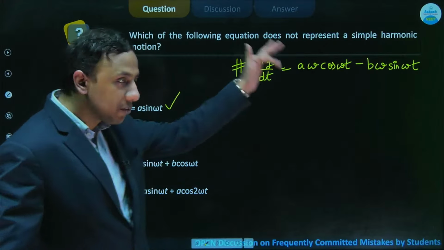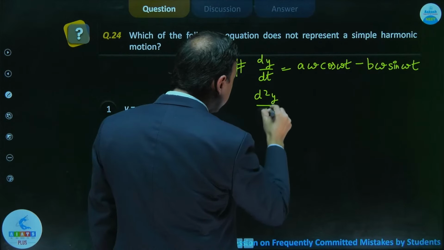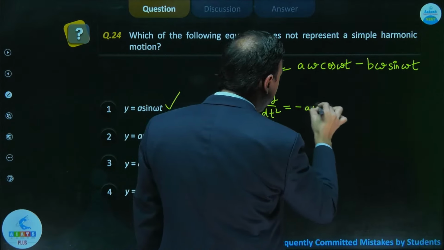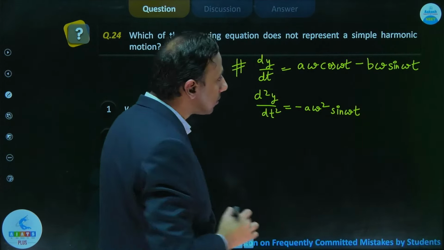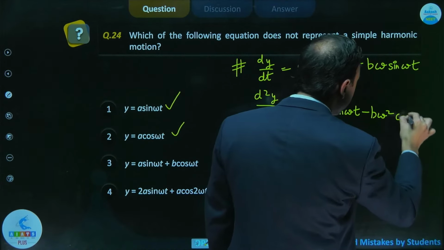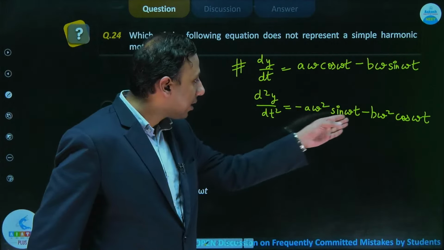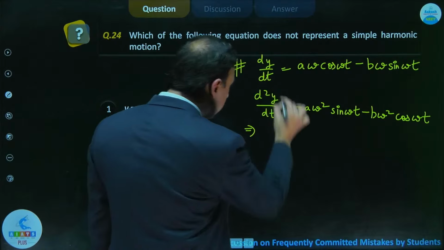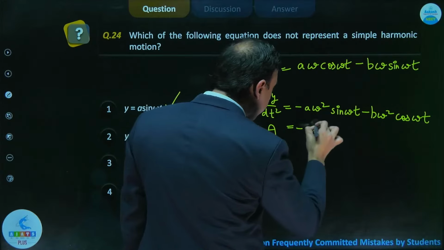Then again you differentiate. If you differentiate it again, d square y by dt square, that is acceleration. This differentiation will become minus a omega square sin omega t, and this one minus b omega square cos omega t. Once again from here take minus omega square common. So please note down what this becomes. This I can write as acceleration, that is a, equal to minus omega square taken as common.